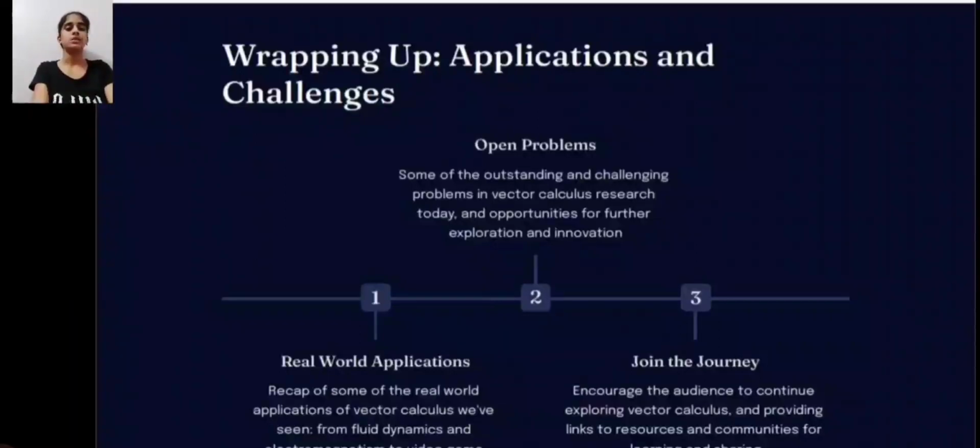Real world applications: a recap of some of the real world applications of vector calculus we have seen, from fluid dynamics and electromagnetism to video game programming and 3D graphics. And join the journey: encourage the audience to continue exploring vector calculus, providing links to resources and communities for learning and sharing.